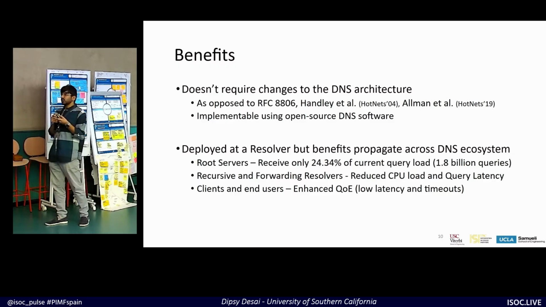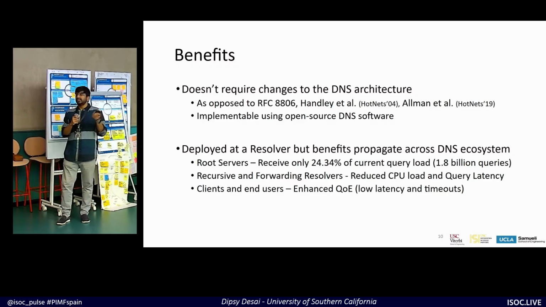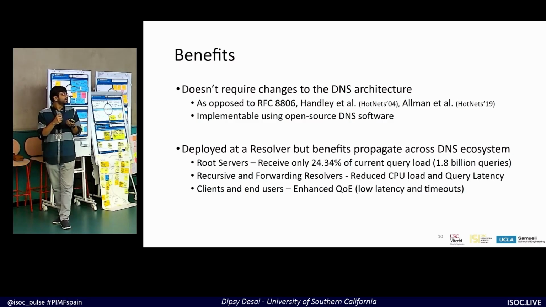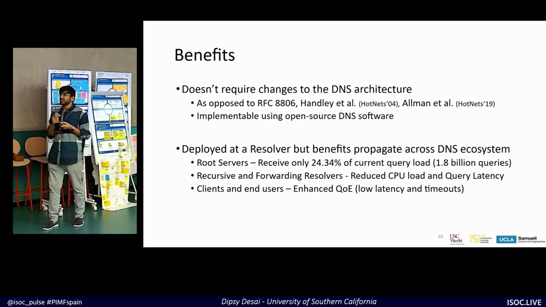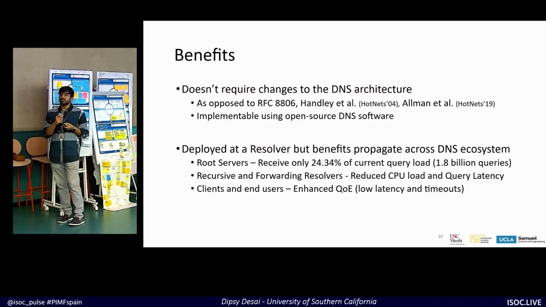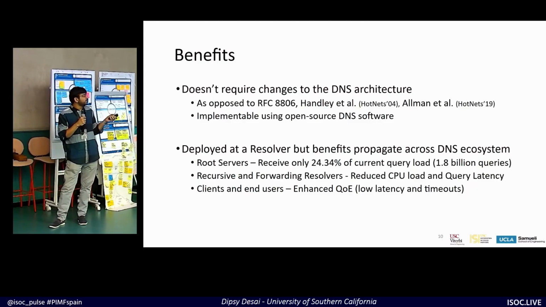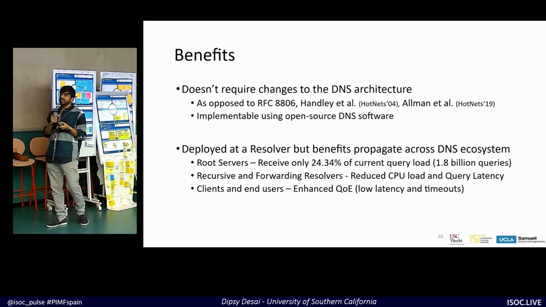Today, they receive more than 7 billion queries every day. If our proposition was implemented ideally at every resolver that is present in the world, it would just have 1.8 billion queries. But ideality never exists, so we will still see queries. For recursive and forwarding resolvers, they are the natural beneficiaries. We would see a reduced CPU load and latency. And this would also help clients and end users with an enhanced quality of experience.